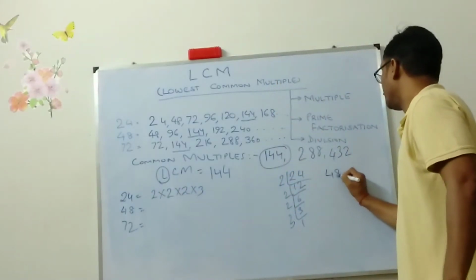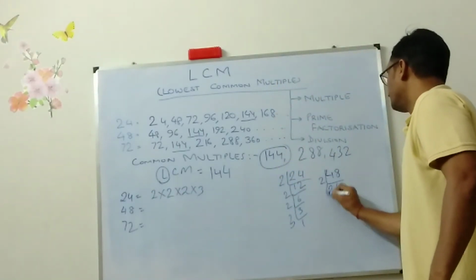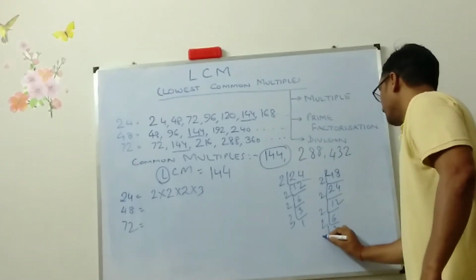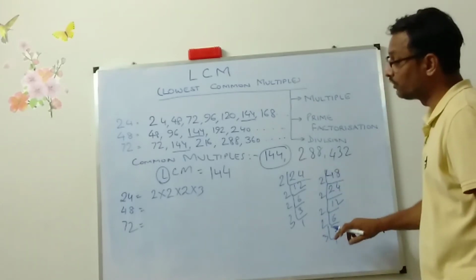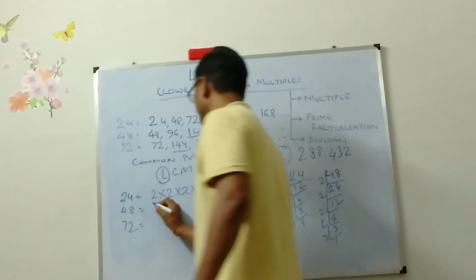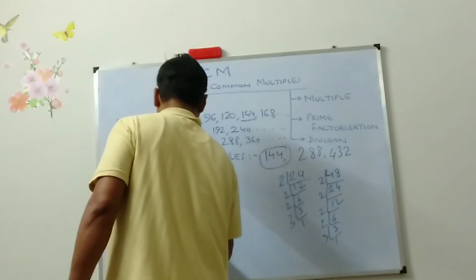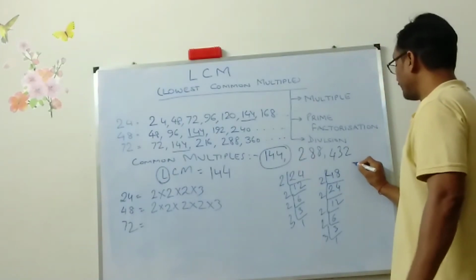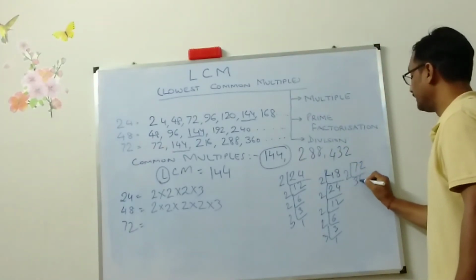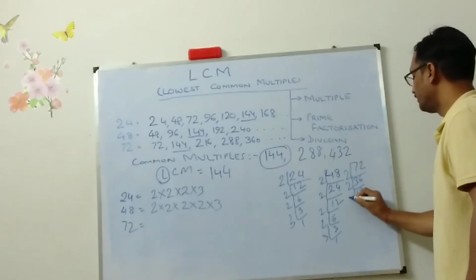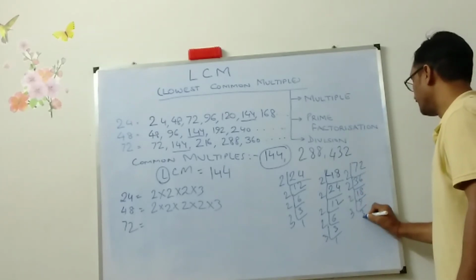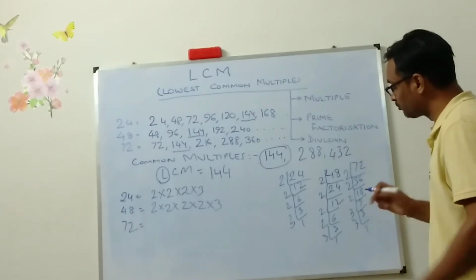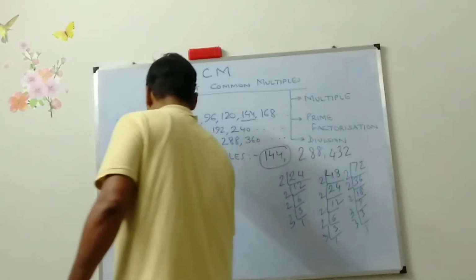48. 2 24s are 48, 2 12s are 24, 2 6s are 12, 2 3s are 6, 3 1s are 3. So how many times? 4 times 2 and 1 time 3. The same way you need to find out 72. 2 36s are 72, 2 18s are 36, 2 9s are 18, 3 3s are 9, and 3 1s are 3. You have got 1, don't need to do anything. So 3 times 2 and 2 times 3.